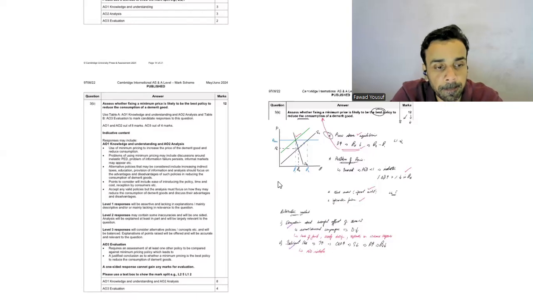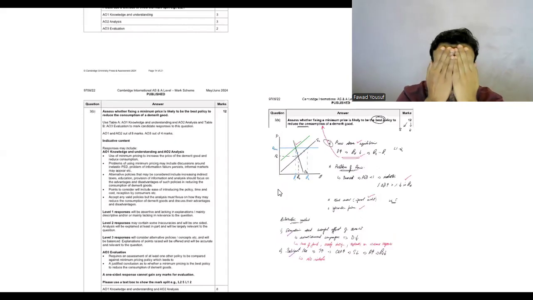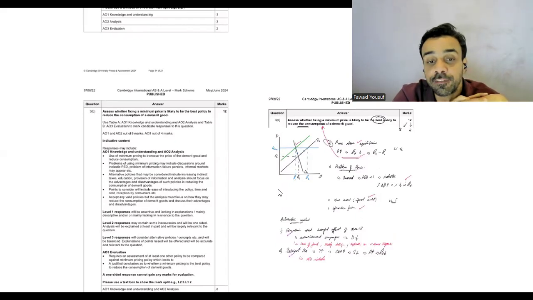You have to choose one, or can you say both? Choose one in the sense, what do you mean? Which is the best policy? You have to choose one.